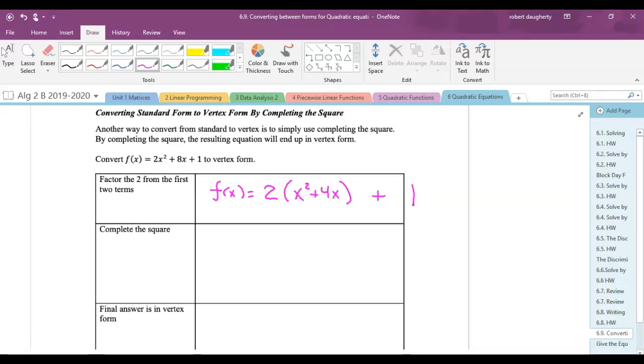No, I can do that. It's going to make it harder if you want to do it that way. Okay? This is the easier way. Just factor it from the first 2 terms. Okay? Because what I need to do, this is where I need to complete the square.